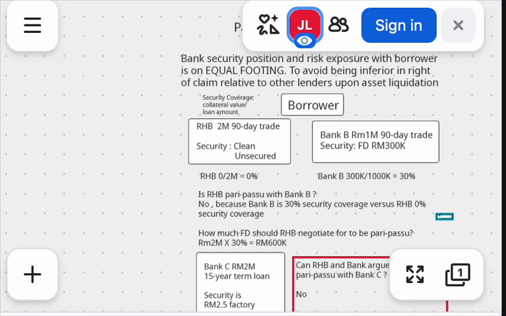The answer is no, because Bank C is taking higher risk due to much longer tenor. It is mitigating higher risk with higher security coverage.